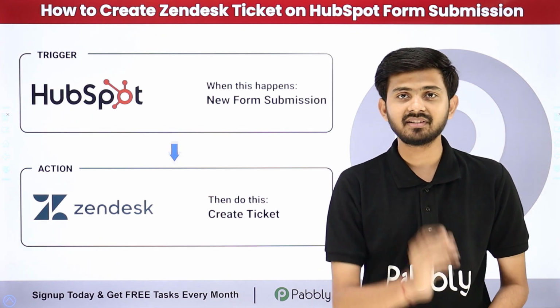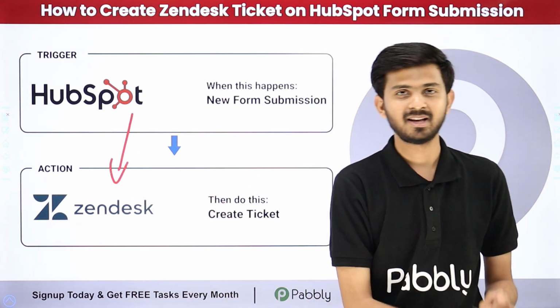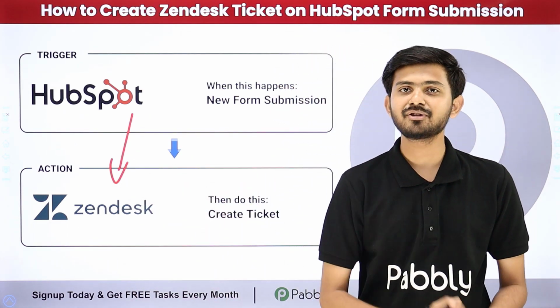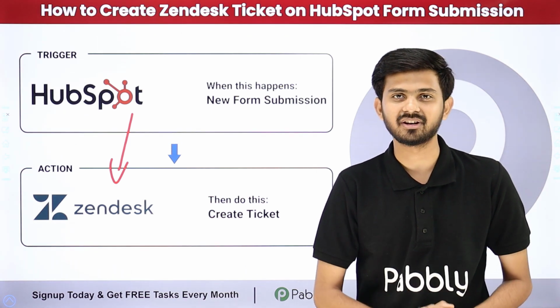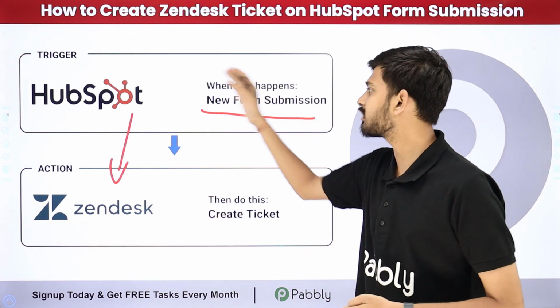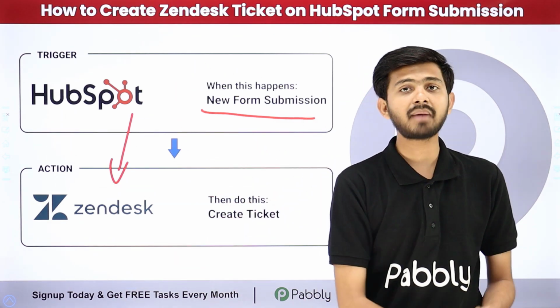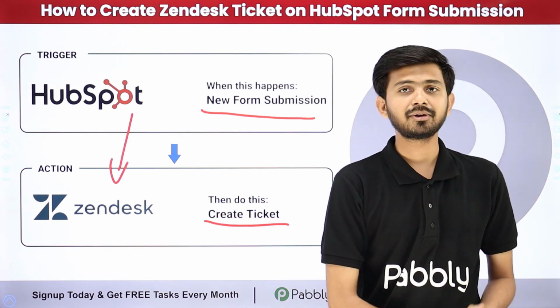So here for my objective, I need to build a connection between HubSpot and Zendesk. For building this connection, I'm going to use Pabbly Connect, which is an amazing software for automation and integration. Now with Pabbly Connect, whenever I receive a new form submission through my support form of HubSpot, automatically I'm going to create a new ticket in Zendesk. So how am I going to build this connection?